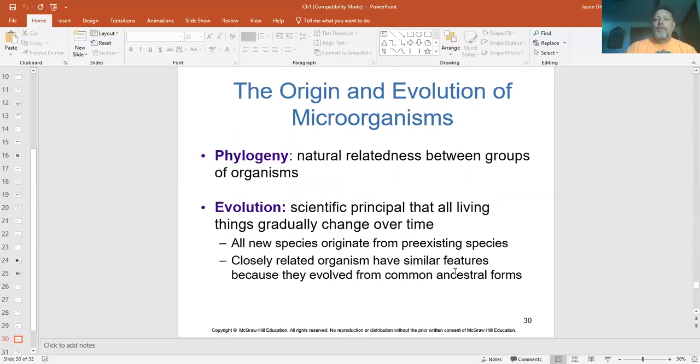Phylogeny is how these are related to each other. We used to do this by the way they looked, thinking that that was how they related, but now we use genetic markers to show the relationship, and that's how we ended up with domains that changed the other classification process. So this is all based on evolution, again, showing how all things change over time. New species originate from pre-existing species, okay? And then the more closely related they are, the more similar features they're going to have. And as they get less and less related to each other, they're going to look more and more different. And that's all this is talking about right here. That's what evolution is.